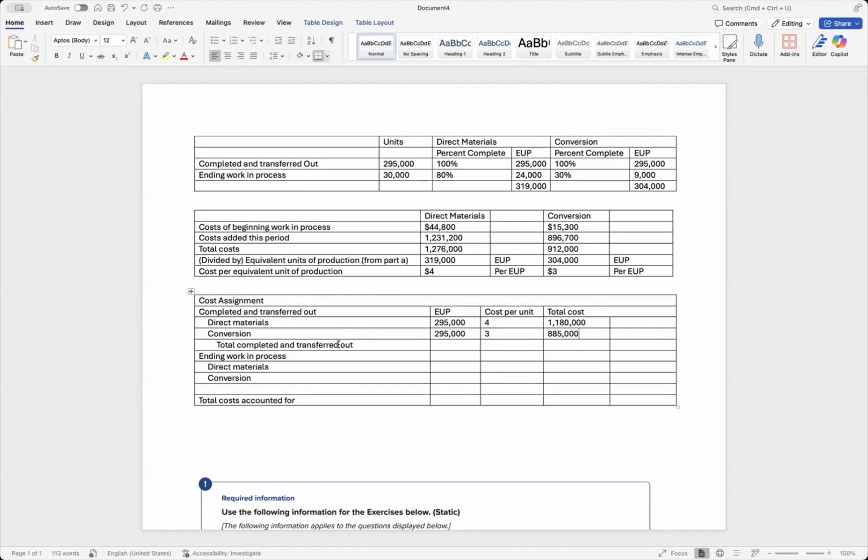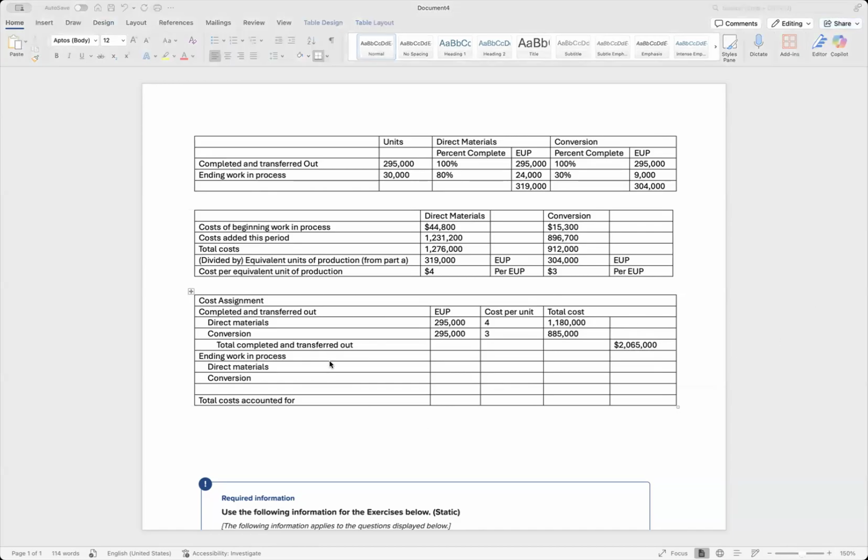And I add those two numbers together, so the total completed and transferred out is 1,180,000 plus 885,000. So this gives me a total of 2,065,000.